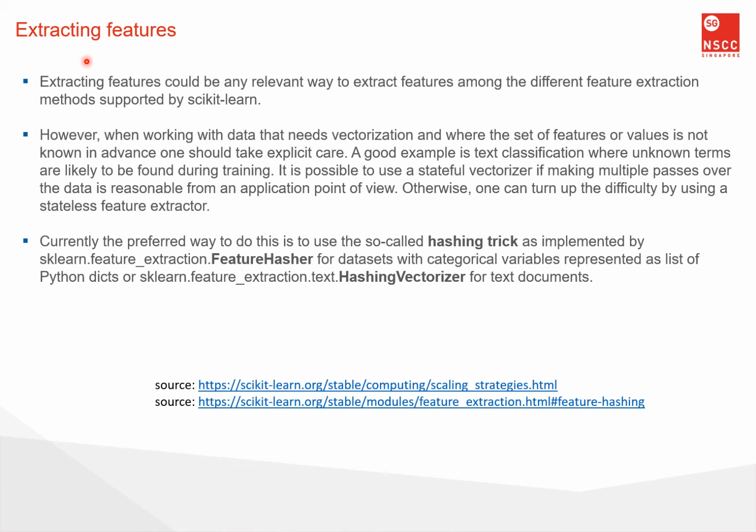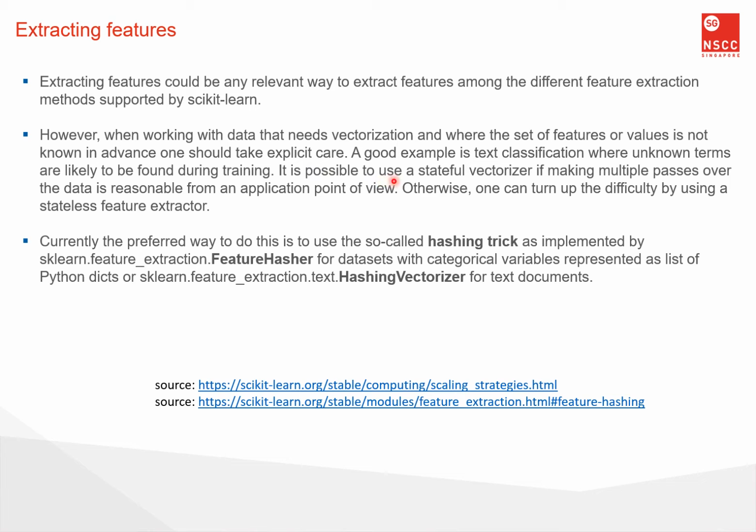Next, extracting features. Extracting features could be done in any relevant way, using the different feature extraction methods that are supported by scikit-learn. We're going to try to extract the features from the data stream coming in chunk by chunk. However, when working with data that needs vectorization, or where the set of features or values is not known in advance, one should take explicit care. A good example is a text classification problem where unknown terms are likely to be found during training.